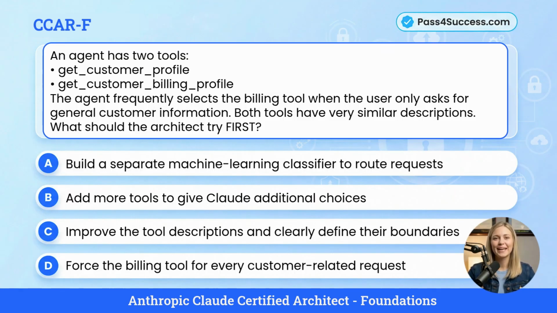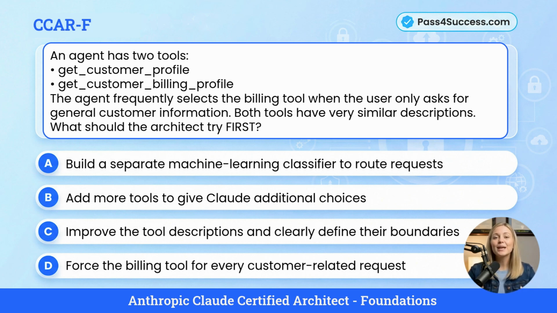Question 2. An agent has these two tools. The agent frequently selects the billing tool when the user only asks for general customer information. Both tools have very similar descriptions. What should the architect try first?